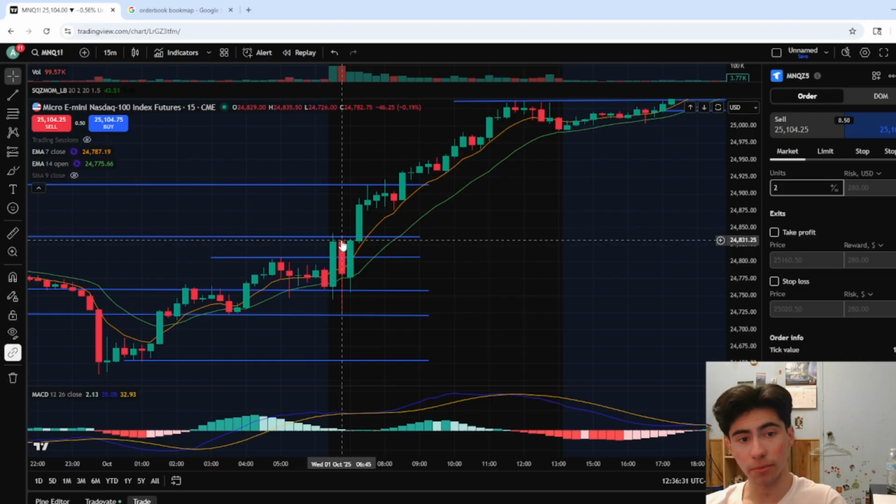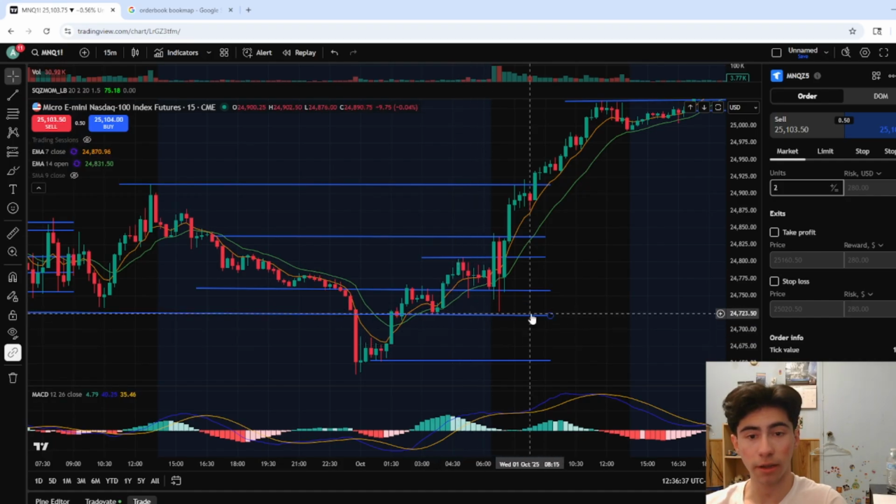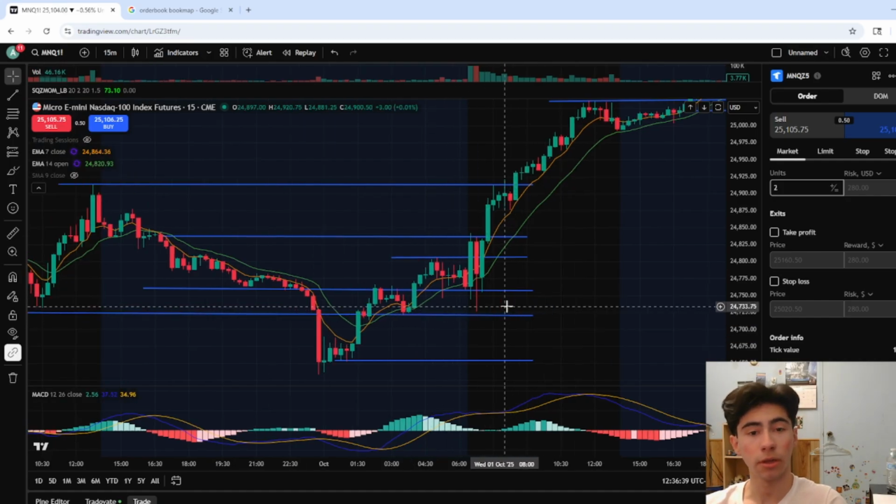And then what happens after? Immediately fall off a cliff all the way down, and then look, another wick off of another key area of liquidity, right? Literally 5 points away. They pump up.